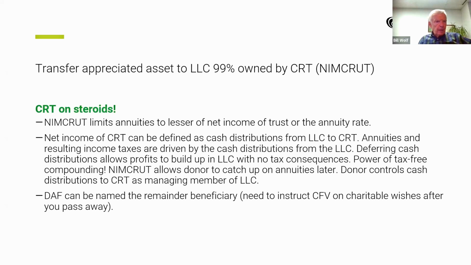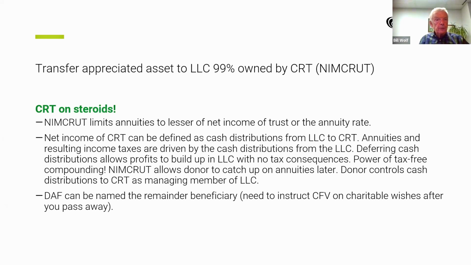Okay, here's where my slides overlap a little bit with Heath, so I don't want to say too much about this. I'll kind of set it up for Heath, but we can get even more complicated than I just described. And that is, take that CRT, but let's interpose a middleman. So instead of giving the money directly to the CRT, we transfer the funds to a new LLC that is 99% owned by the CRT.